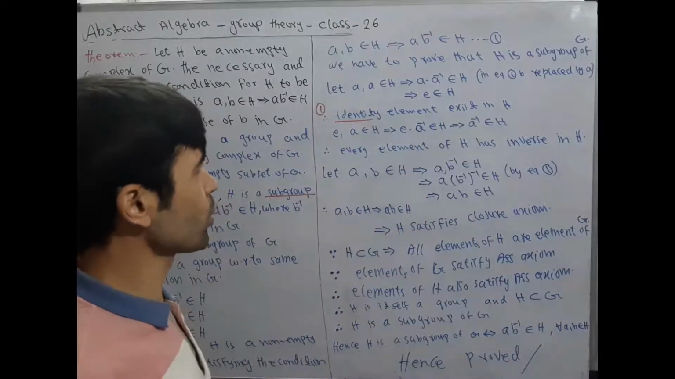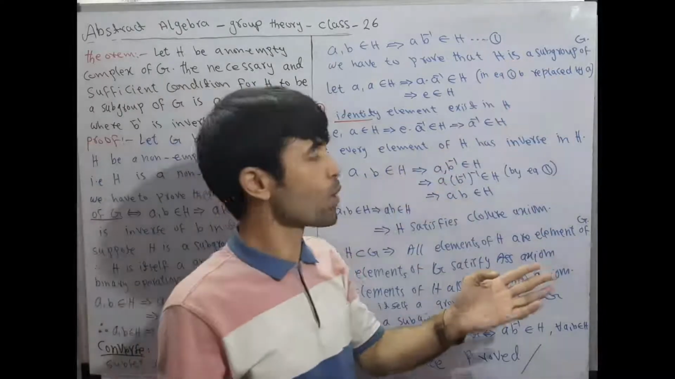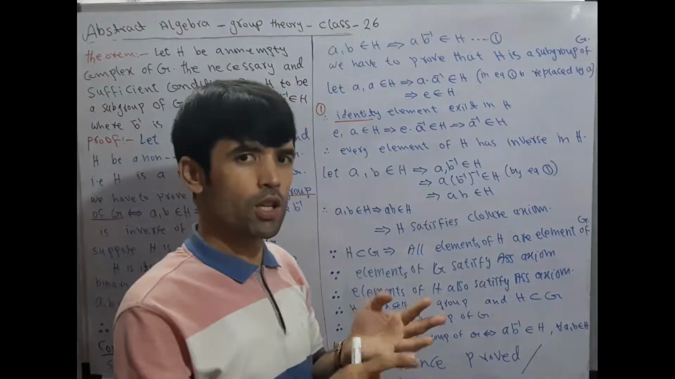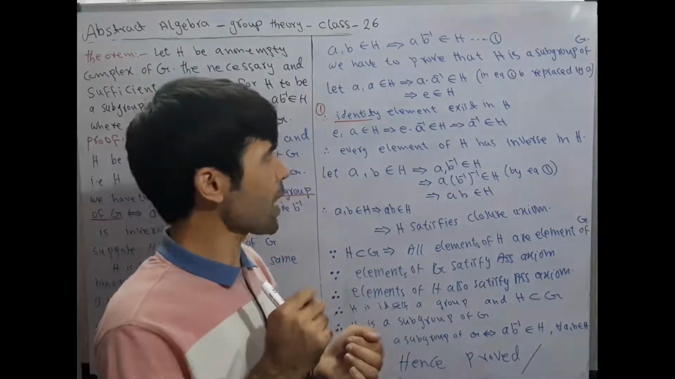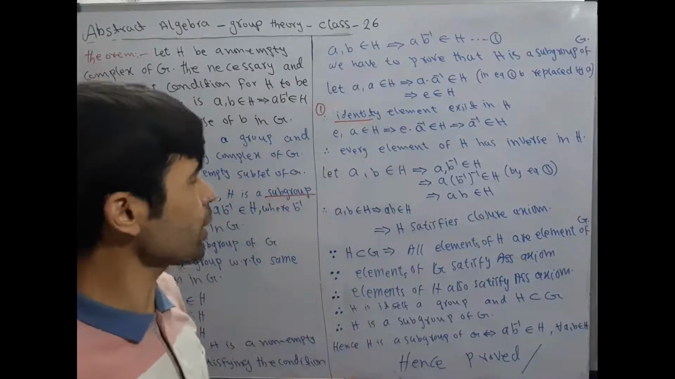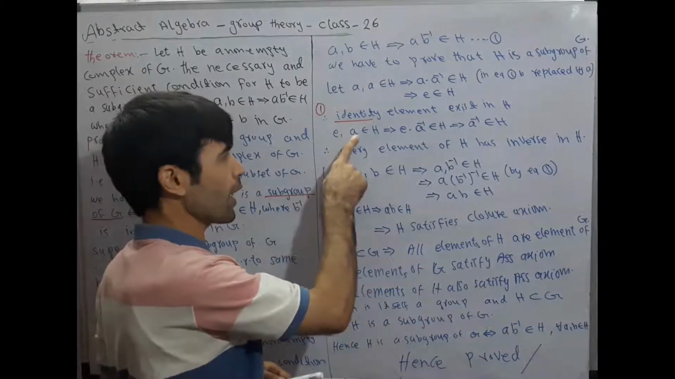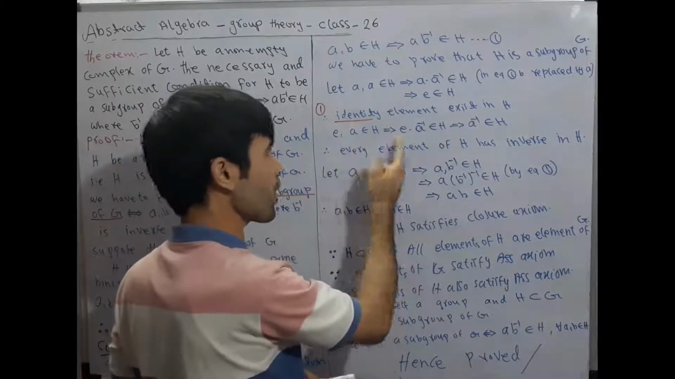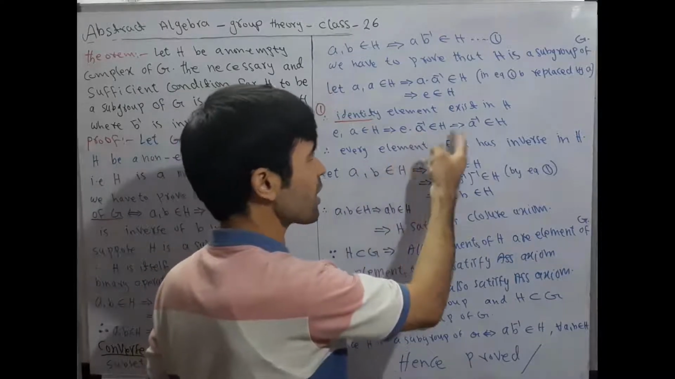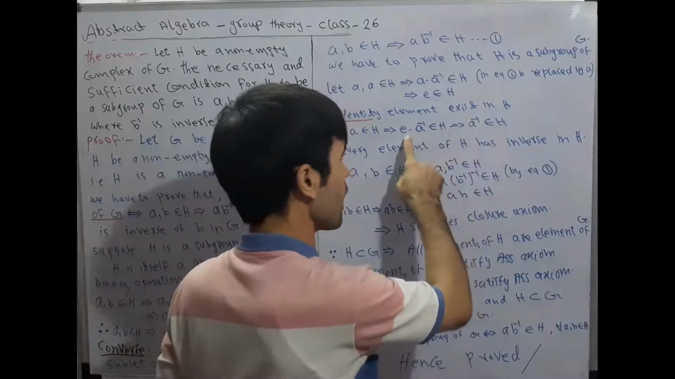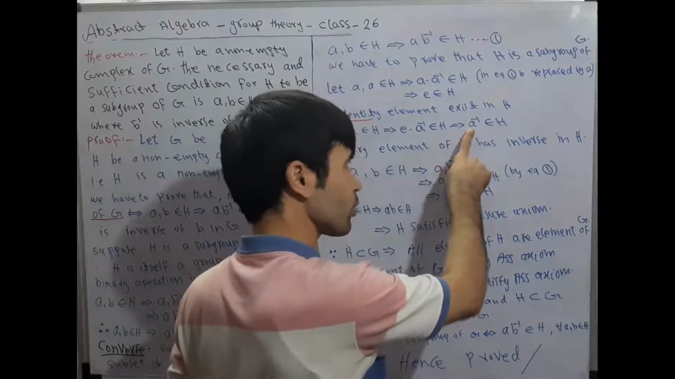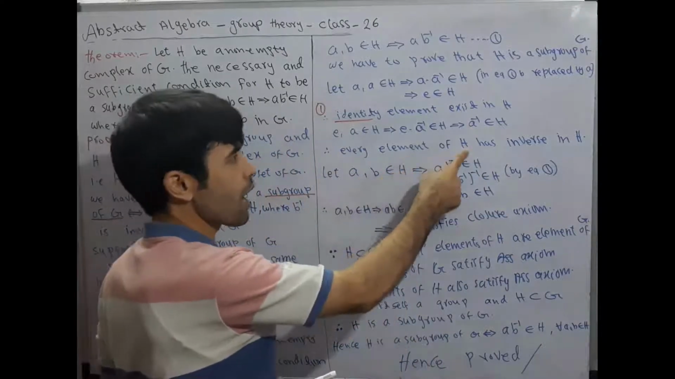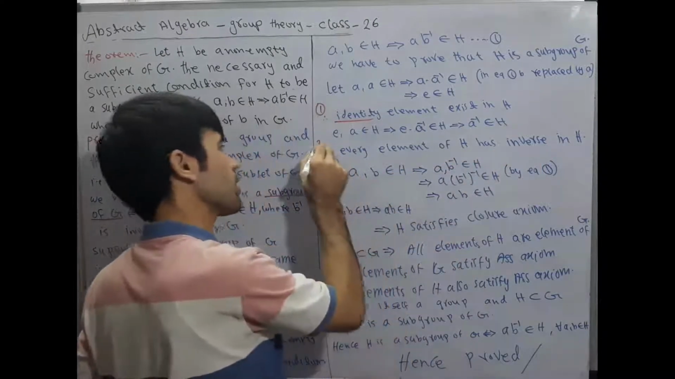One condition holds. We now prove that H is a subgroup. Then H should satisfy 4 axioms: closure, identity, inverse, and associative axiom. First one, identity axiom holds. Let a belongs to H. Then a belongs to H implies a into a inverse belongs to H, implies a inverse belongs to H. Therefore, every element of H has an inverse in H. Second one, inverse axiom holds.